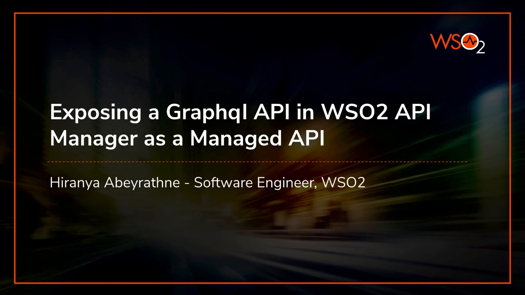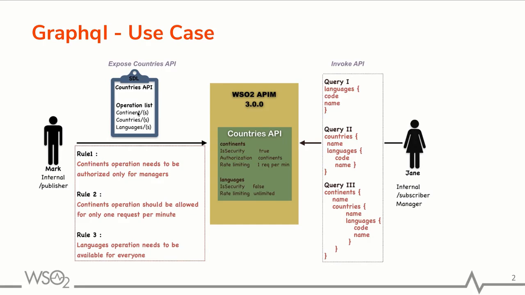The newer version of WSO2 API Manager provides that facility for you, and this video will quickly teach you how we can expose a GraphQL API through WSO2 API Manager 3.0 as a managed API. Here I am going to consider a simple use case. Let's look at this diagram.